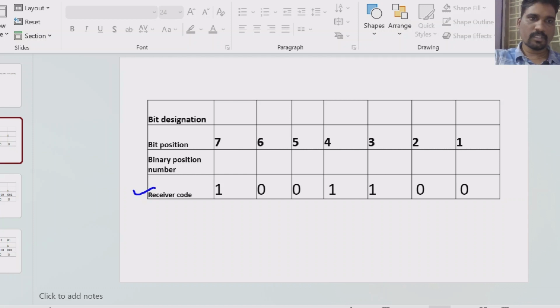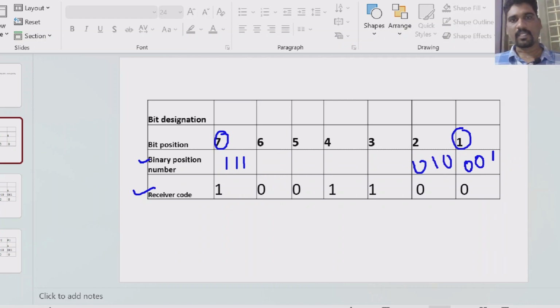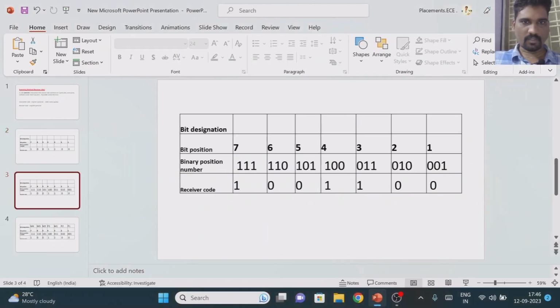Now we will write the binary numbers. What is the maximum number? 7. What is the binary number for 7? 111. What is the binary number for 1? 0 0 1, then 0 1 0, and like this we write the binary representation. First we write the length of the receiver code word, then the corresponding receiver code we received, then the binary representation. This is how we represent the binary value for this code.